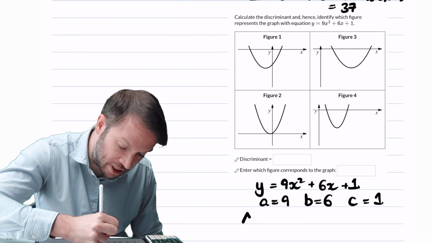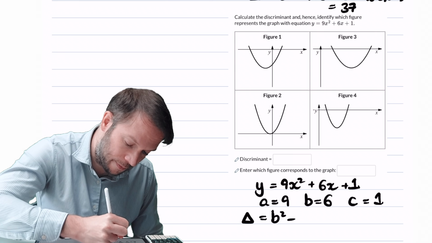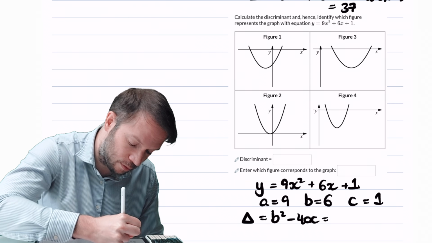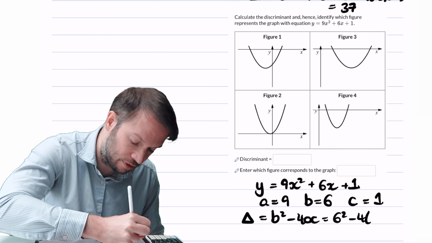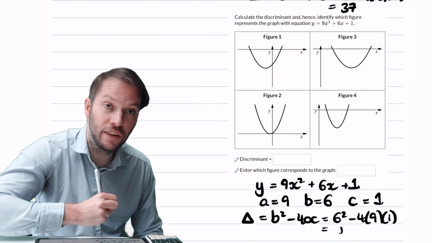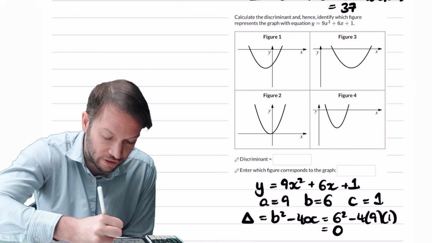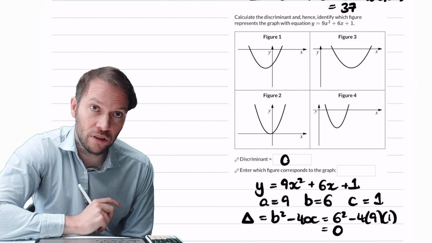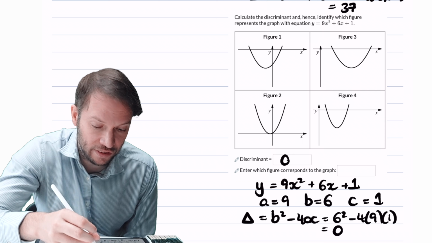And if we work out the discriminant, which is b squared minus 4ac, it is 6 squared minus 4 times 9 times 1. And that is 0. Now remember, if the discriminant is 0, there's just going to be 1 root of the quadratic equation, so just 1 x-intercept.